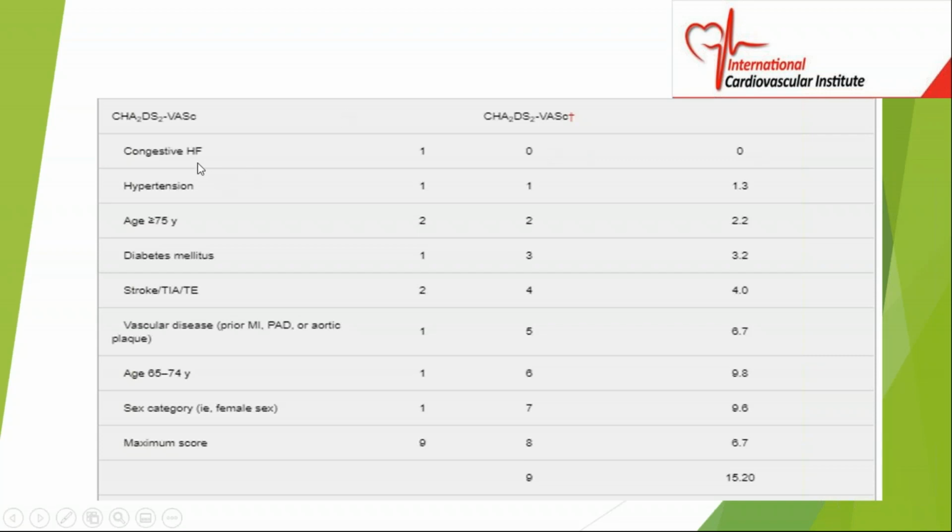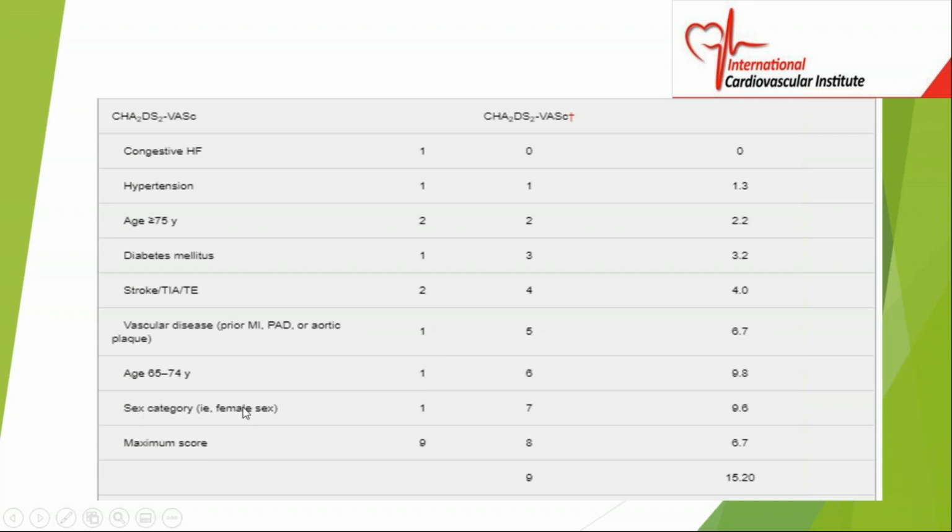And these are the different categories as mentioned before: congestive heart failure, hypertension, age greater than or equal to 75, that's 2 points. Diabetes, 1 point. Stroke, TIA, or any thromboembolic phenomenon, 2 points. Vascular disease, again, prior myocardial infarction, peripheral artery disease, or aortic plaque. So aortic plaque, they get 1 point. And then age 65 to 74, they get 1 point.